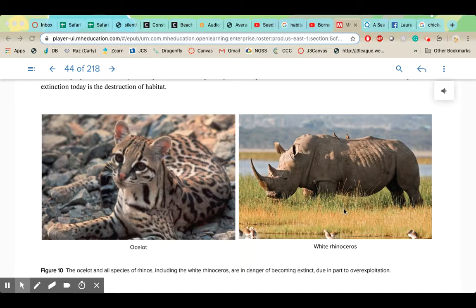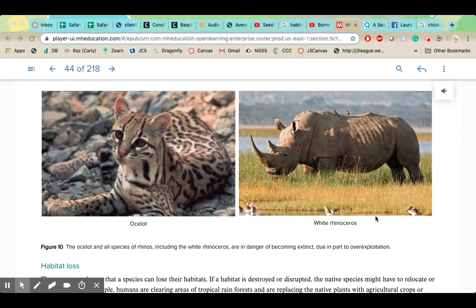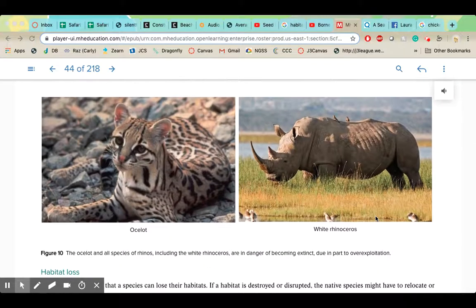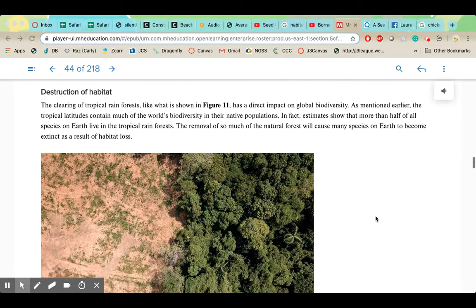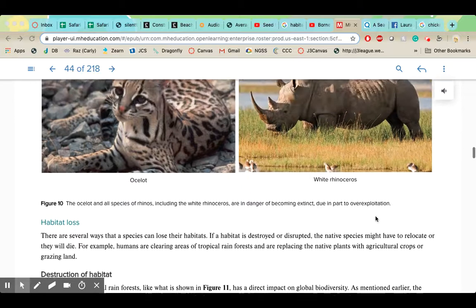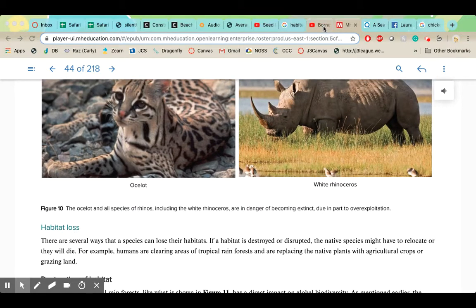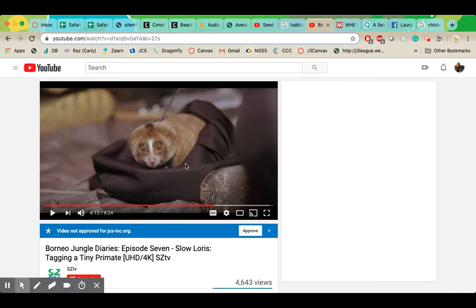The northern white rhino had their last male die in 2018, and so they will not be able to reproduce any further. Basically, species being overtaken. Here is one that I worked with. This is from the series that was shot while I was in Borneo, called Borneo Jungle Diaries.